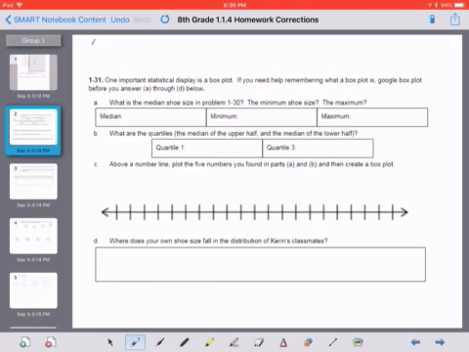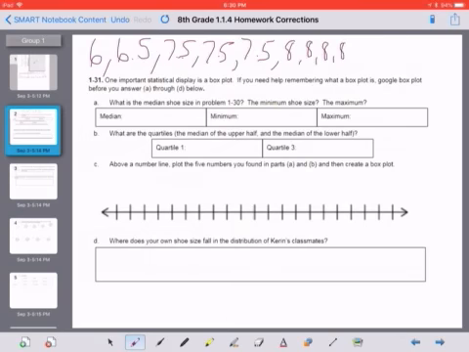So we had a 6, a 6.5, a 7.5, another 7.5, another 7.5, 1, 2, 3, 4 eights, 2 8.5s, 9.5, and a 10.